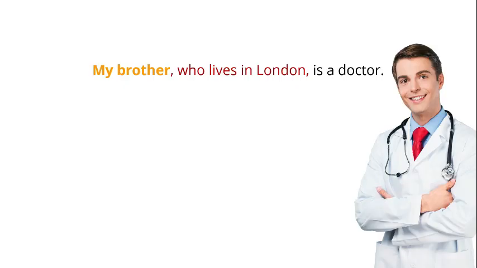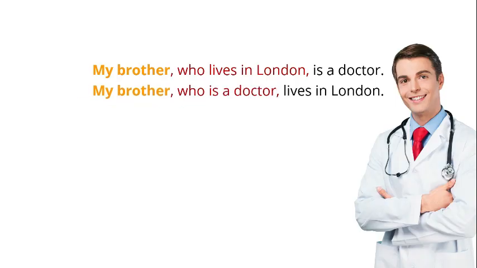If I think the fact that he lives in London is more important, I might phrase it like this and say my brother, who is a doctor, lives in London. And in this one, the secondary additional piece of information is who is a doctor. So this is two ways of giving the same information using relative clauses.